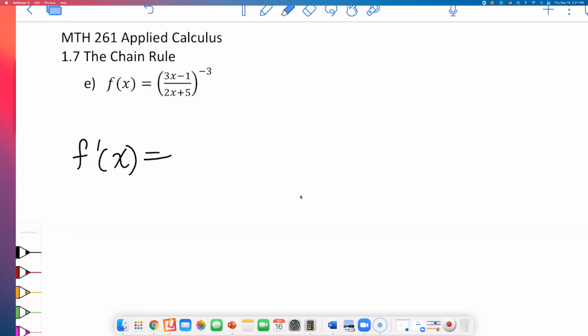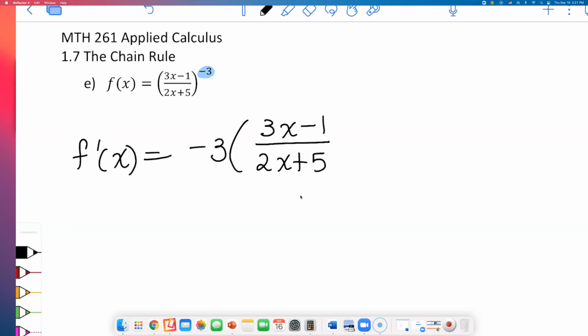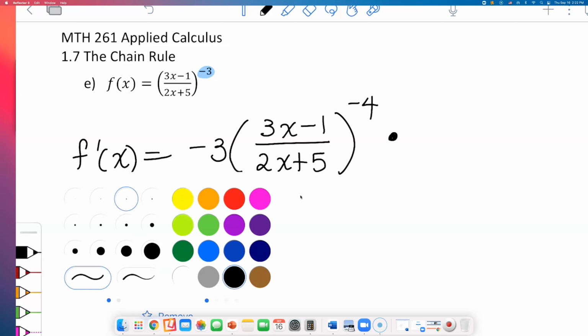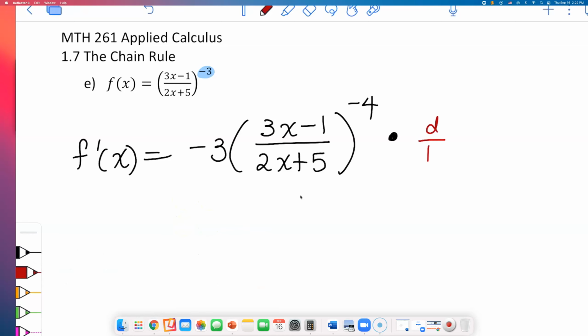First of all, bring down that exponent of negative 3 to the front. Keep everything the same inside, but the new exponent is now negative 4. But don't forget, you need to multiply this by the derivative of the inside function. What is the inside function? That fraction, 3x minus 1 over 2x plus 5.